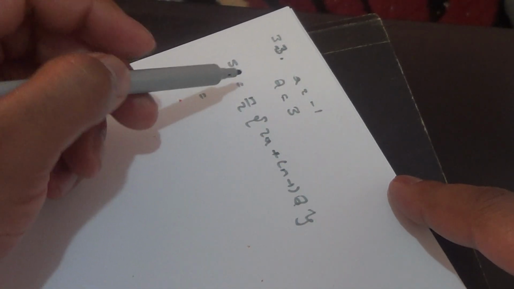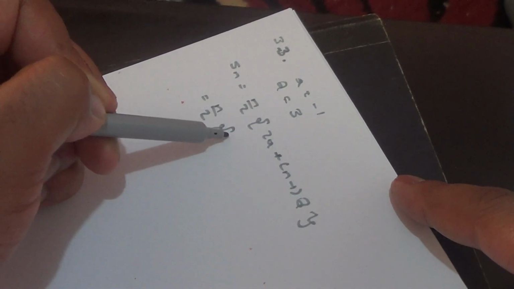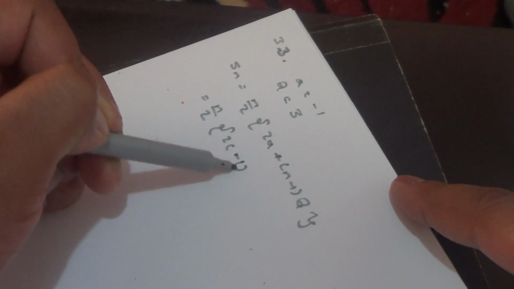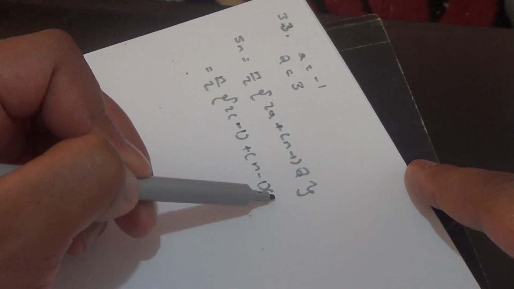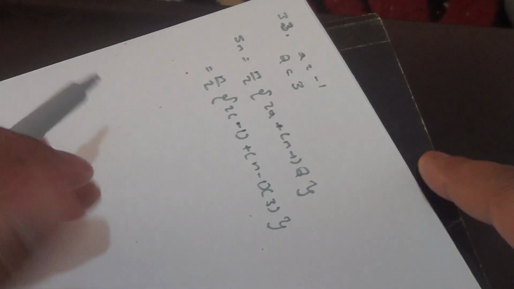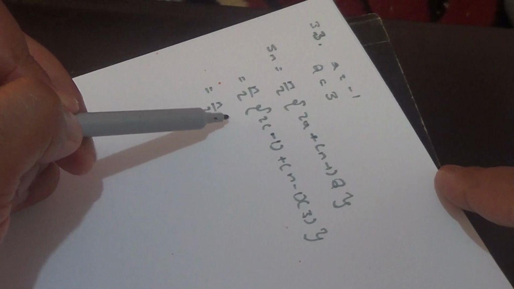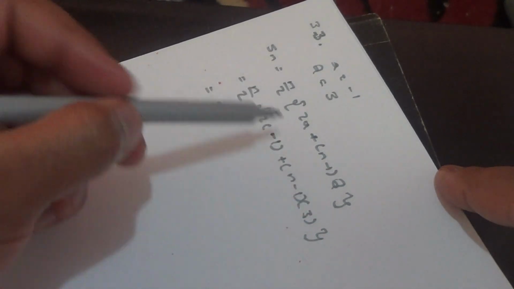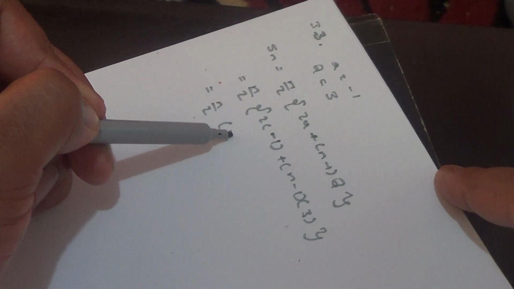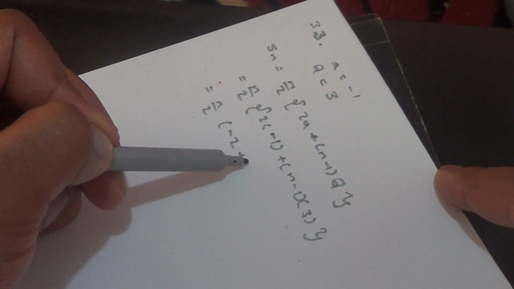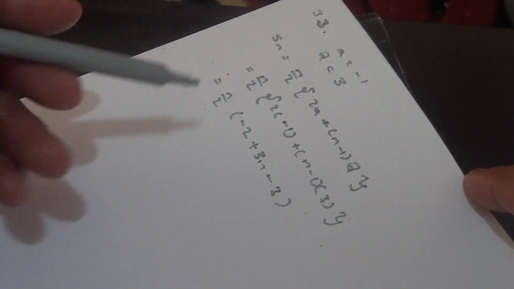Alright, so we can substitute here and say this is n over 2 into 2 times minus 1 plus n minus 1 into 3. Okay, n over 2. Now we can sort this one out and make it into one bracket. So we have minus 2 here plus 3n minus 3.